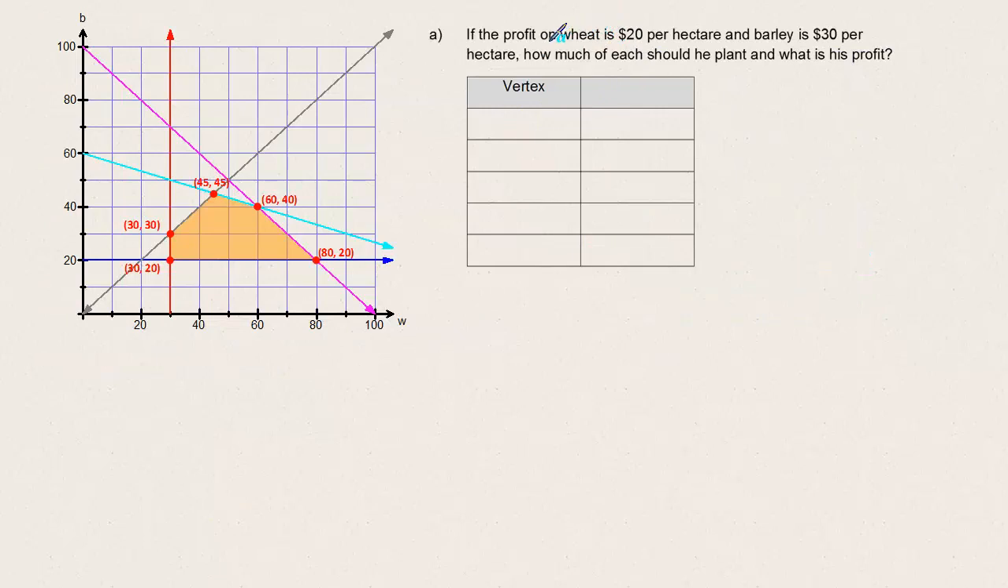So the profit on wheat is $20 per hectare and barley is $30 per hectare. So that's going to give us a profit function equal to 20W plus 30B. So our vertices are 30, 20, 30, 30, which is clearly going to be better, but you still have to test all of them. Then we've got 45, 45, 60, 40, and finally 80, 20.